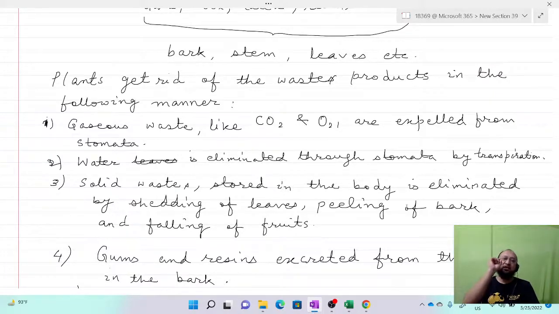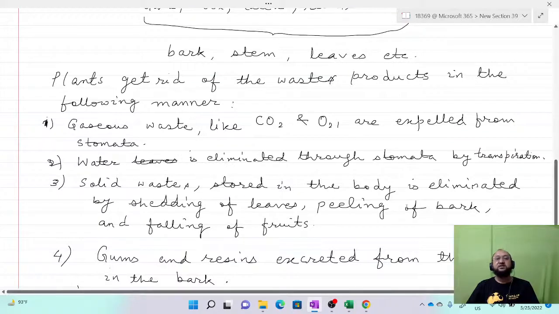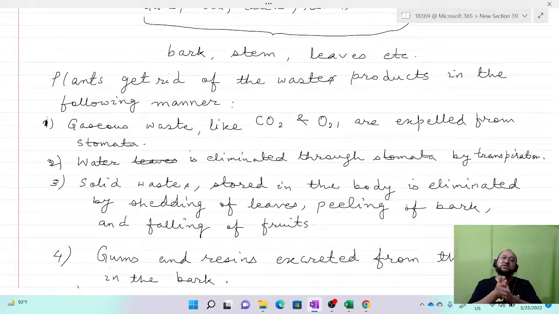Gums and resins are excreted through special small openings called lenticels, which are present on the bark, through which gums and resins come out. Thus the expulsion of these gums and resins takes place from the plant body. So these are the different mechanisms by which plants are able to get rid of waste produced in their body, that is how excretion or removal of excretory product takes place in plants.